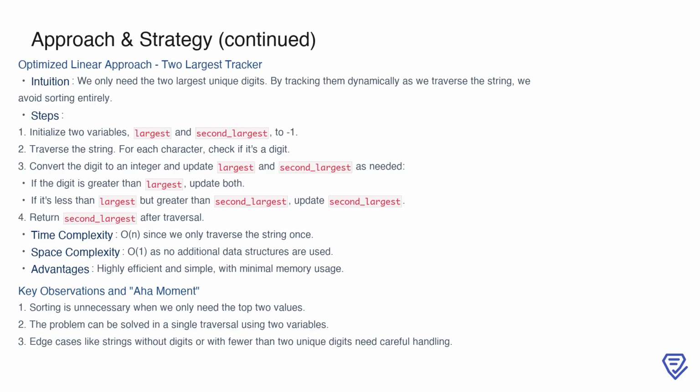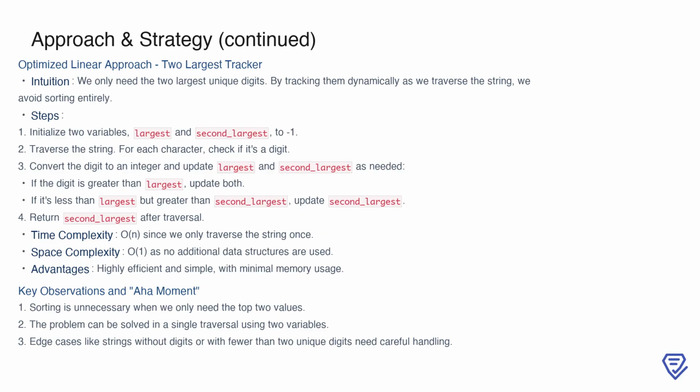The key insight here is that we don't actually need to sort all the digits. Instead, we can dynamically track the two largest unique digits as we traverse the string. To do this, we initialize two variables, largest and second_largest, both set to -1 initially. As we go through the string, we check each character to see if it's a digit. If it is, we convert it to an integer and compare it with our current largest and second_largest values.